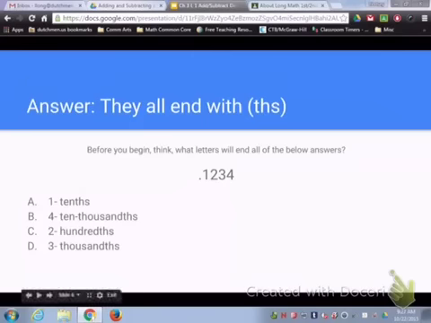All of these would end with TH or THS because they are all behind the decimal point. So A, 1 is in the tenths place, B, 4 is in the 10,000ths place, C, 2 is in the hundredths place, and D, 3 is in the thousandths place.